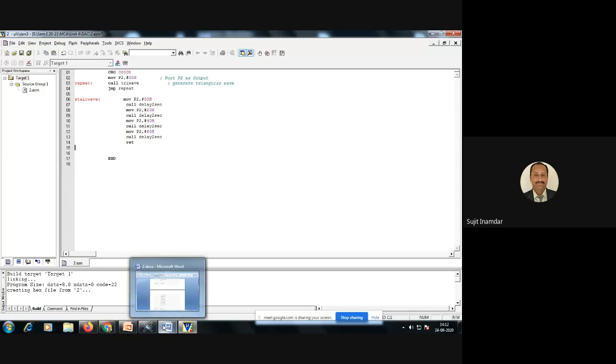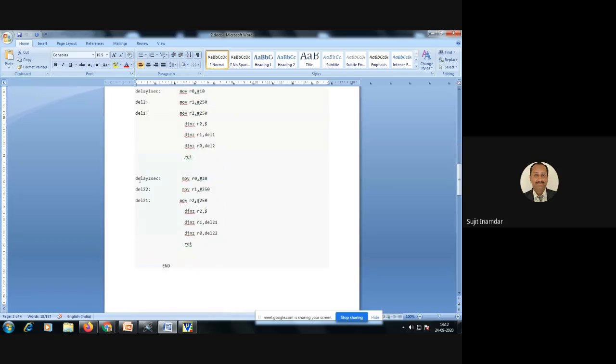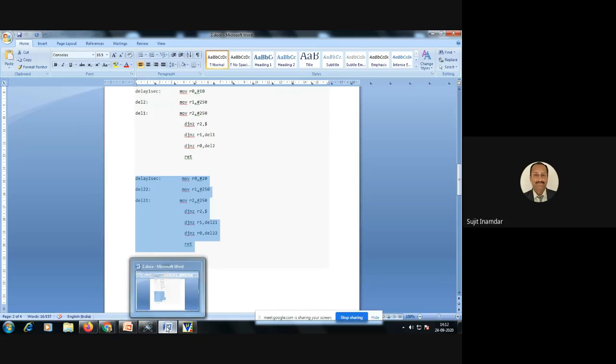This code is already available, so I have just copied it. Frankly, I have not written it. But we should have the knowledge of writing this type of code, or at least of using whatever codes are available.